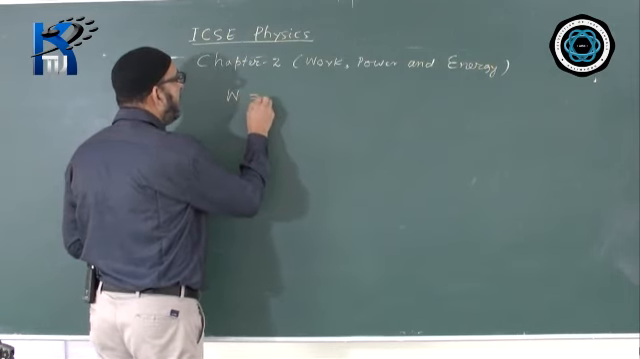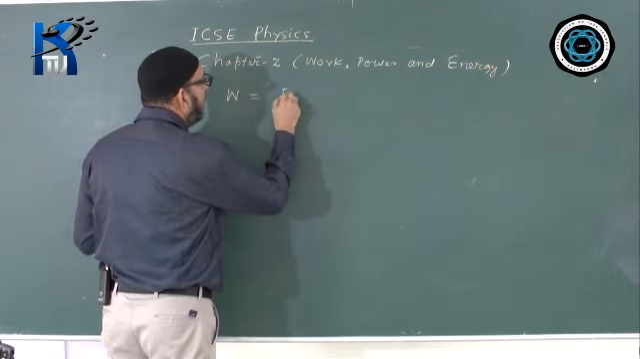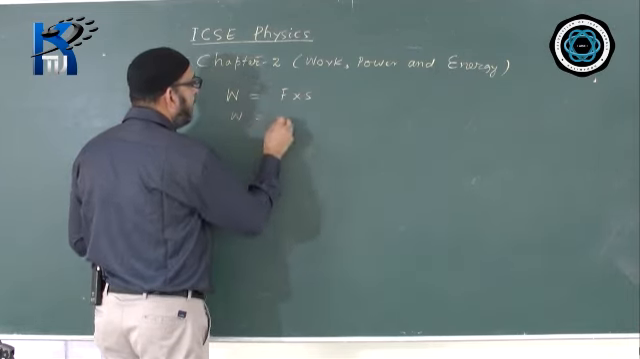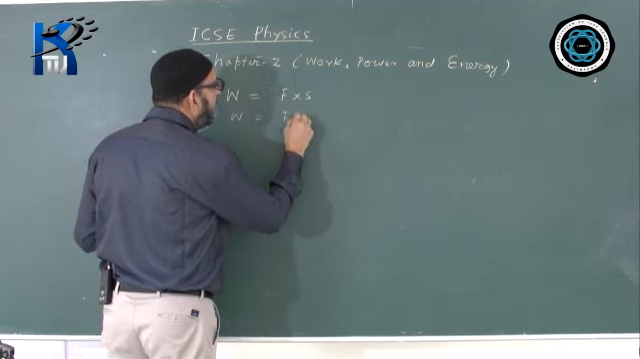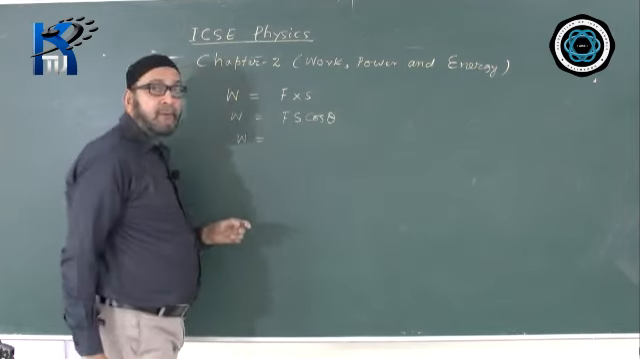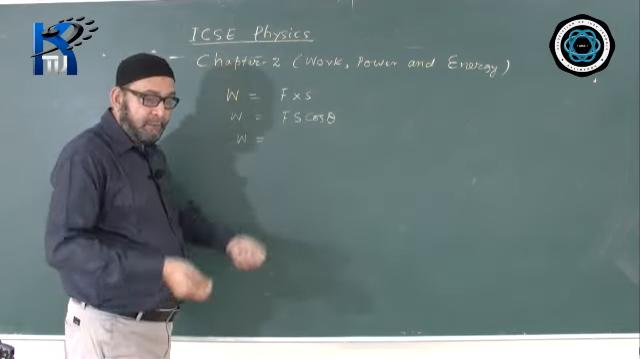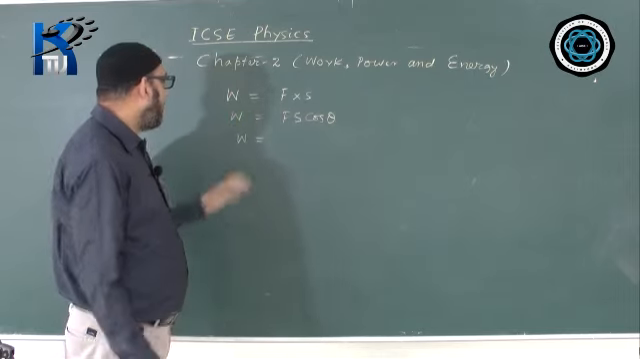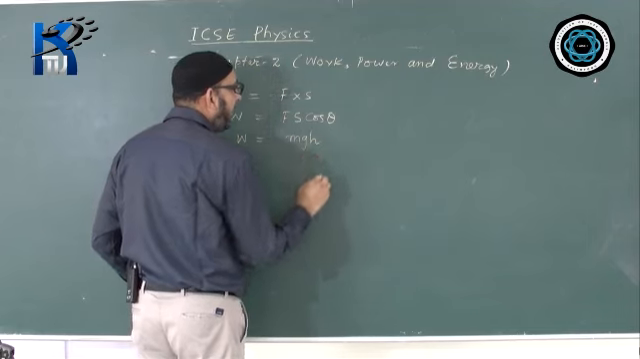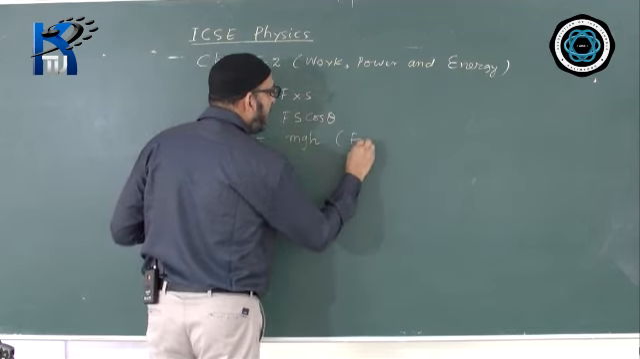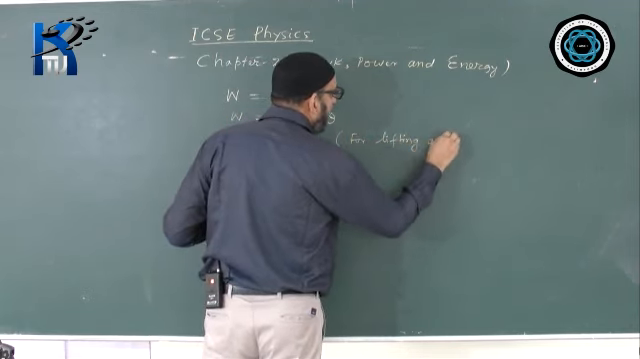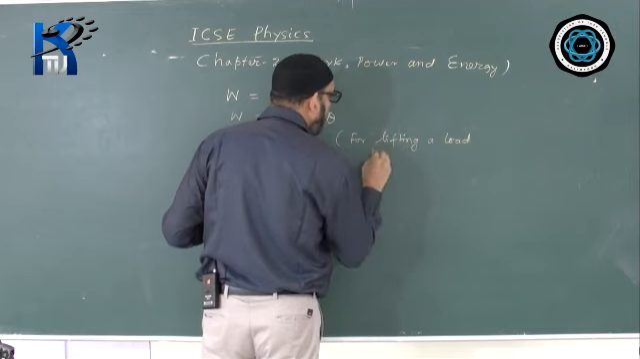Work, W, formula we have, force into displacement. Another formula for work, when there is an angle, is F s cos theta. When we are finding the work done to lift a body to some height, the formula changes and it becomes mgh, for lifting a load to some height.